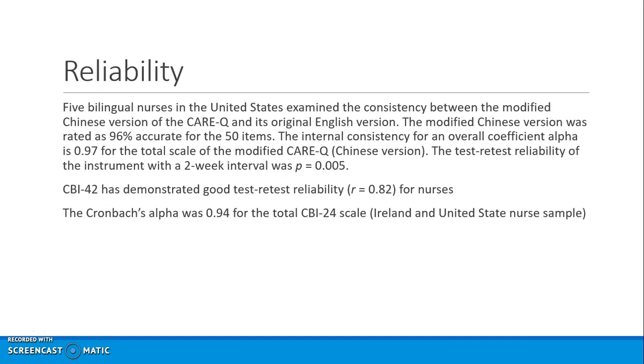Here we have other examples of reliability for the CareQ, and essentially there was a modified Chinese version of the CareQ, with some matching of it to Chinese culture, and you can see that they did test-retest reliability with a 2-week interval, and the p was highly significant. CBI has demonstrated good test-retest reliability for nurses, and the correlation coefficient shows that it's 0.82 or higher. The same is true for an Ireland and United States nurse example in terms of the Cronbach's alpha.